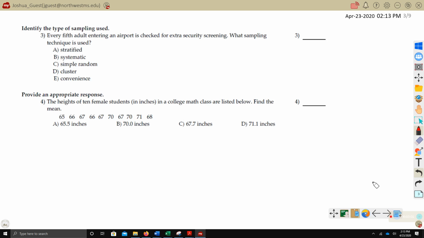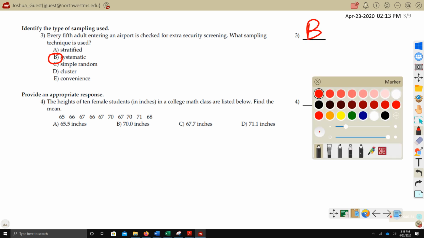Identify the type of sampling used. Every 5th adult entering an airport is checked for extra security screening. What is being used here? Well, if you do every kth one or every certain one, then that is systematic, right? That is systematic, which in this case is B. So let's get a different color today. Let's pick a blue hue here. How about blue?